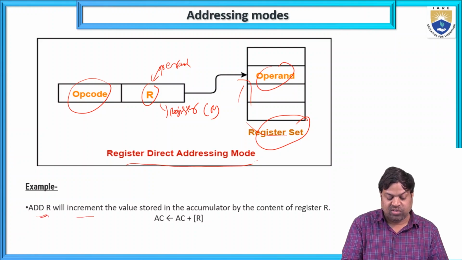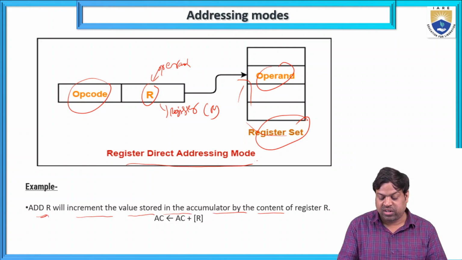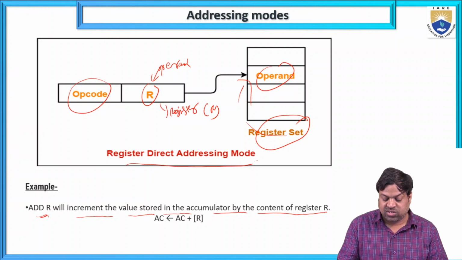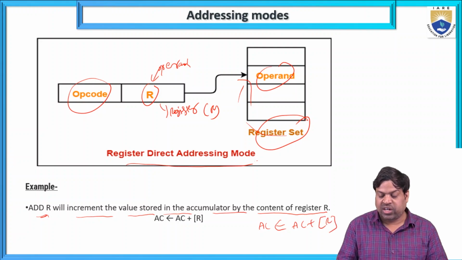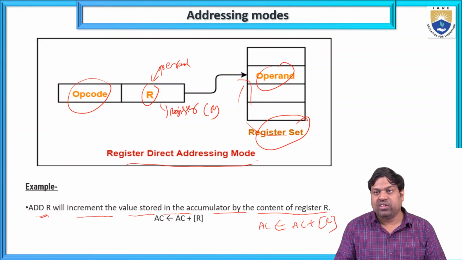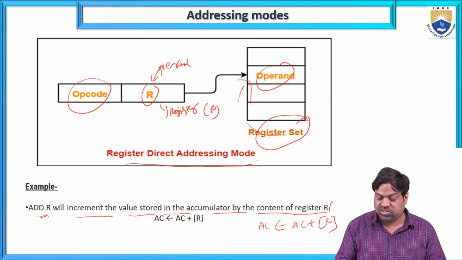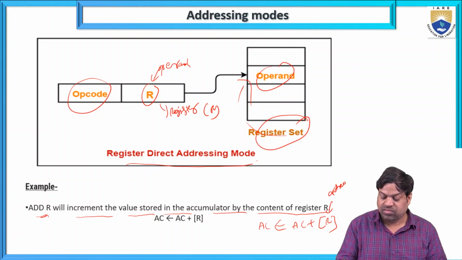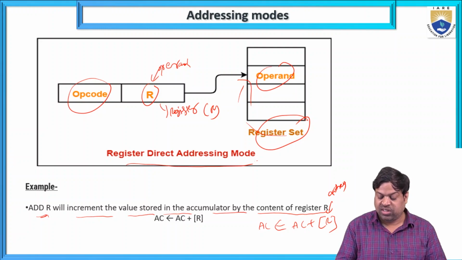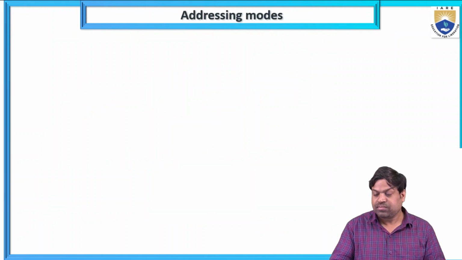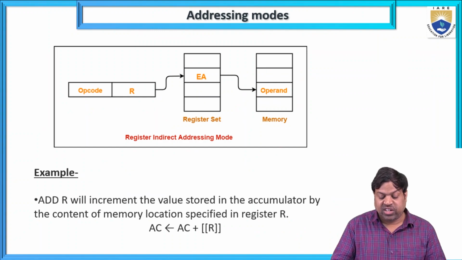That is, add R will increment the value stored in the accumulator by the content of the register R. So that means accumulator tends to accumulator plus the content of R. In the R register, what is the address that will be stored? The R value address of this register. What is the value? This value is added to the accumulator and the total value is stored in the accumulator. So it is a register indirect addressing mode.